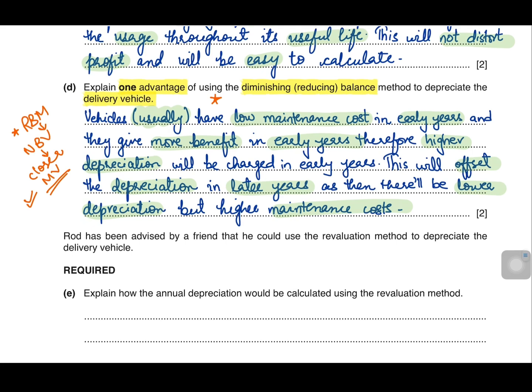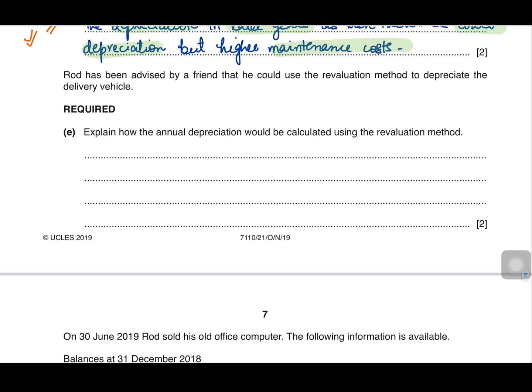Now, part E. Part E says Rod has been advised by a friend that he could use the revaluation method to depreciate the delivery vehicle as well. Okay, so revaluation method, right. Now, explain how the annual depreciation would be calculated using the revaluation method.